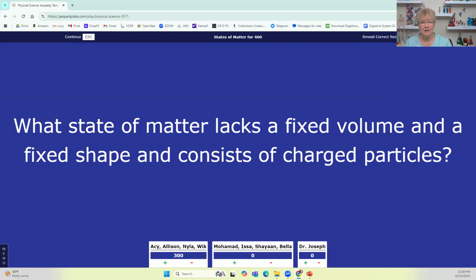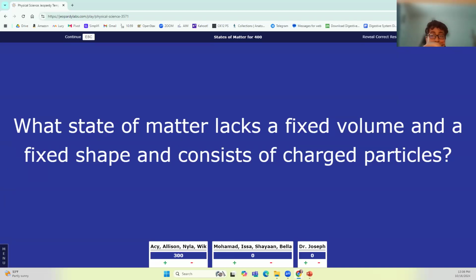All right, Muhammad, you get a chance to answer first. If you would like your team to help, just say, I would like my team to help. You're muted, Muhammad. I can't tell if you're talking or not. I'm thinking. What state of matter lacks a fixed volume and fixed shape and consists of charged particles?